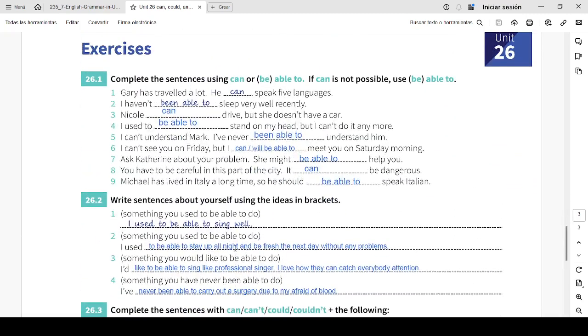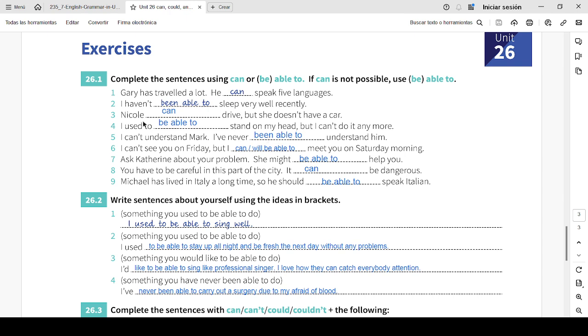Okay. So next one. In that case, number four, express ability. I can understand Mark. I have never been able to understand him. Next one. In that case, we are talking about ability as well. But in number four and number five, we use be able to because remember, we can use can and could only in the present or in the past.